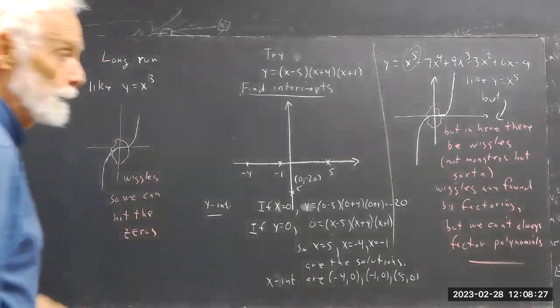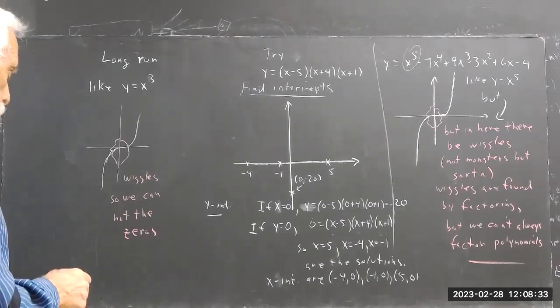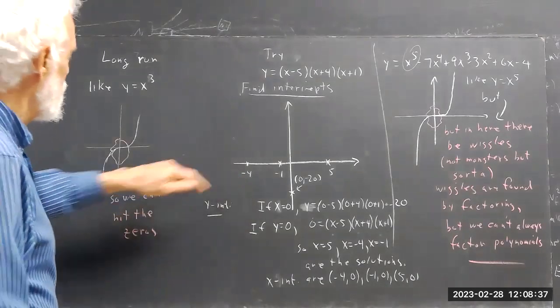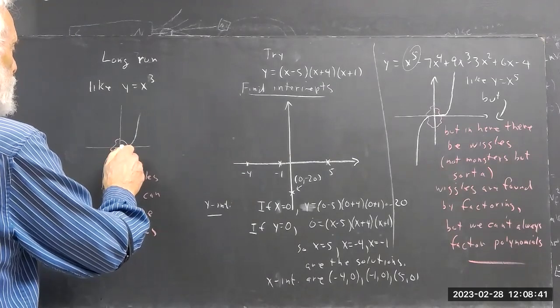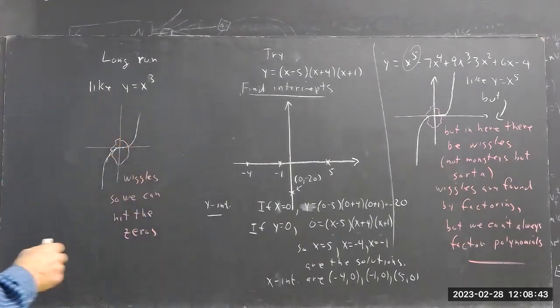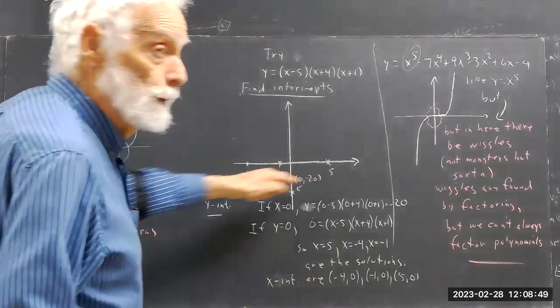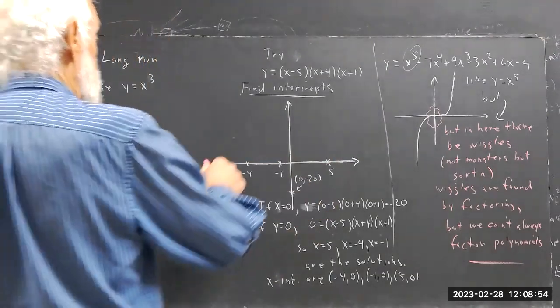So we can hit the zeros. Well, where are our zeros? On the scale of this graph, the zeros are like here, here, and here. They're in real close. So right here is the region where the wiggles are. The wiggles are here.